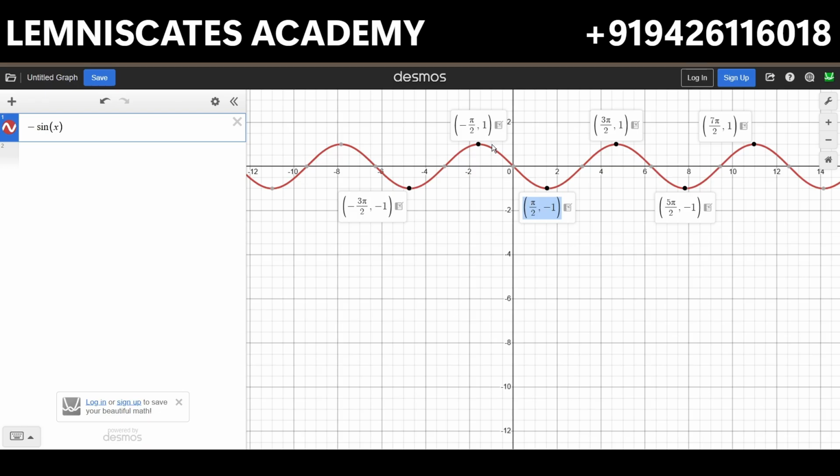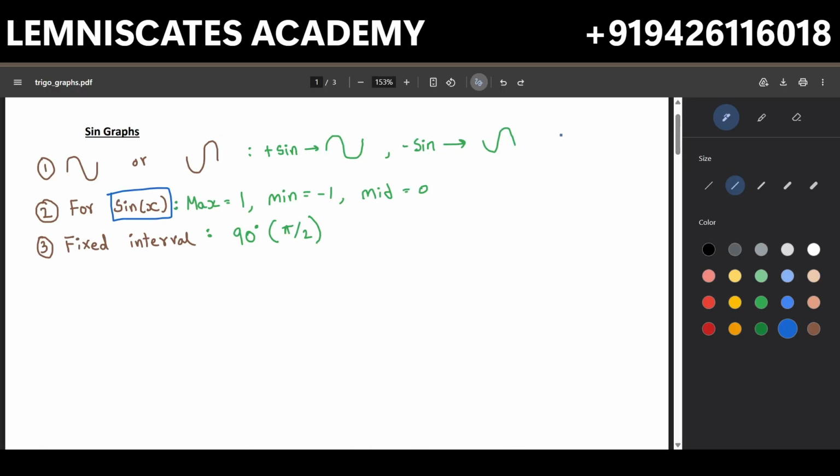If you take the midpoint of 1 and -1, of course it is at 0. So this is your middle value. All the y values over here will be at 0, as you can see. So all the points I have mentioned over here are going to help us a lot in finding the range of the trigonometric questions as we go ahead.